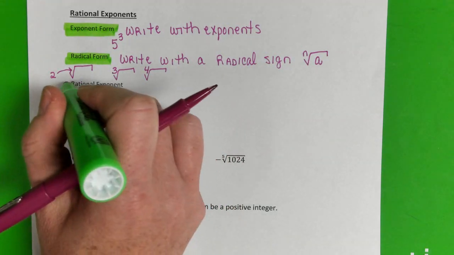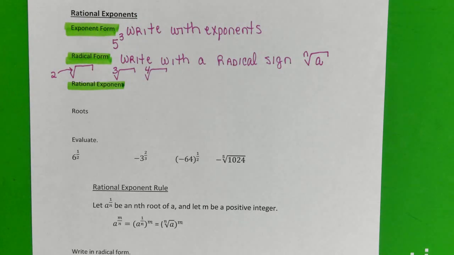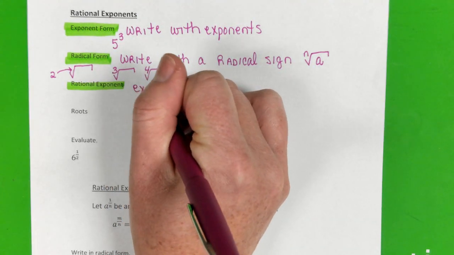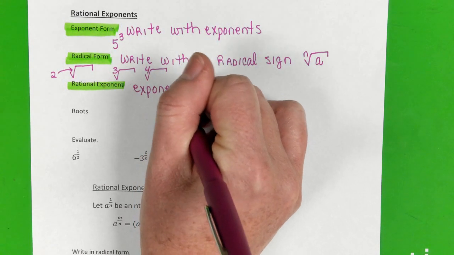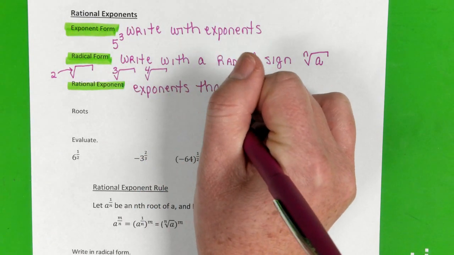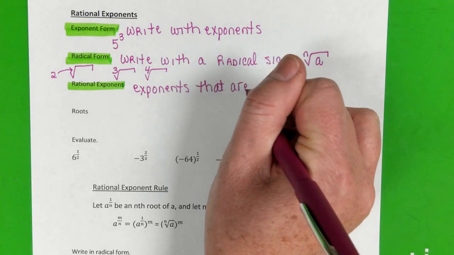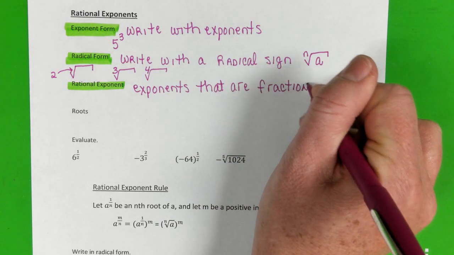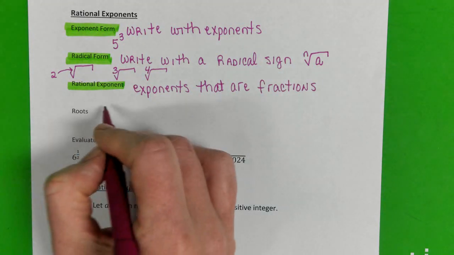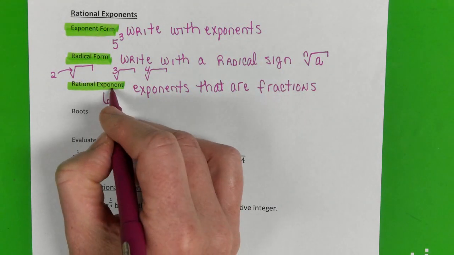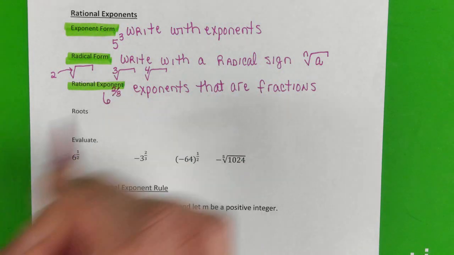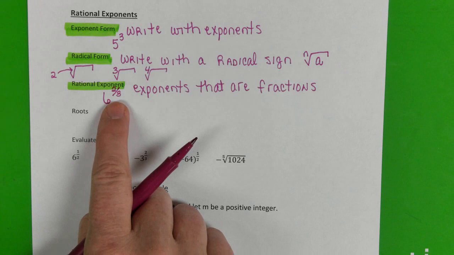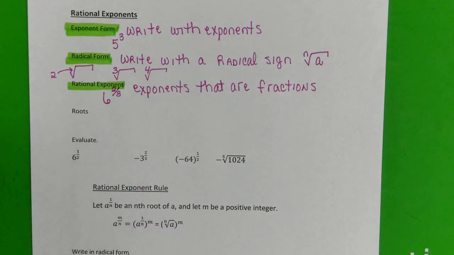Then obviously our whole topic today is talking about rational exponents. Mainly what we're looking at is exponents that are fractions. We know that a rational number is any number that can be written as a fraction. And so, like I said, primarily our focus is exponents that are specifically fractions. Here's an example: 2/3 is our rational exponent.